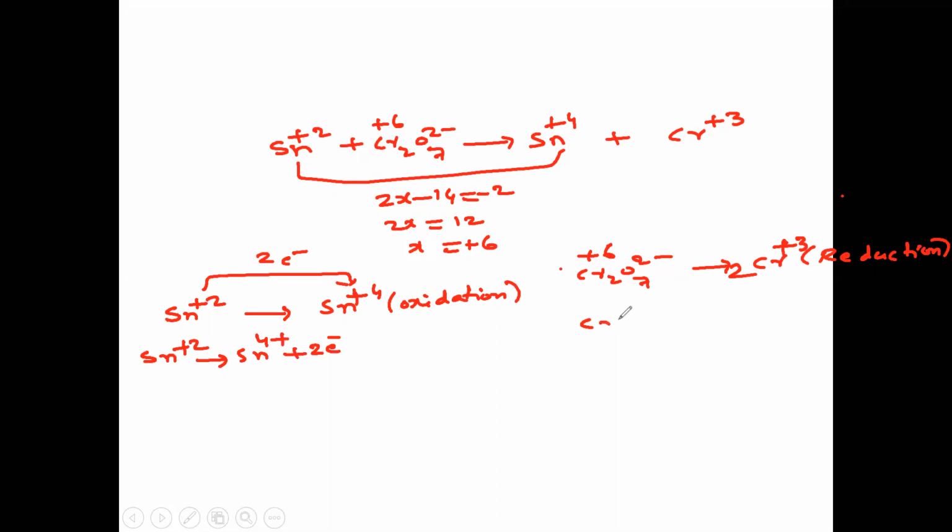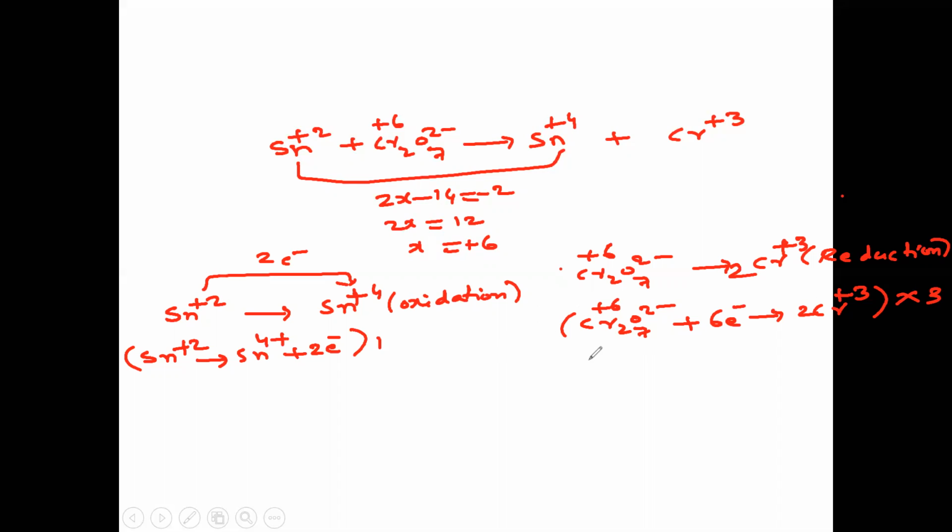So Cr2O7 2- plus 6 electrons gives rise to 2 Cr +3. Now it is clear: 6 electrons and 2 electrons. So this we have to multiply with 1, and the common factor is 3, so for this we have to multiply with 3. I hope it is clear. So this is the balancing of electrons.